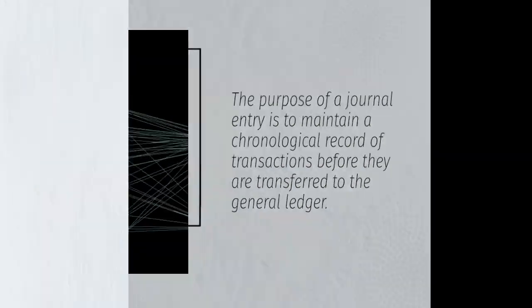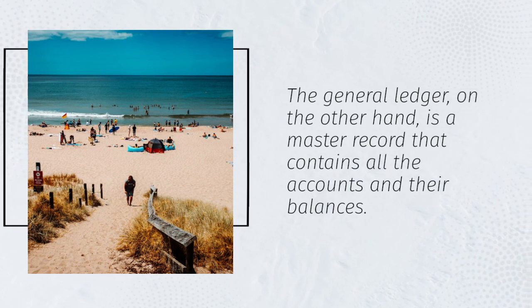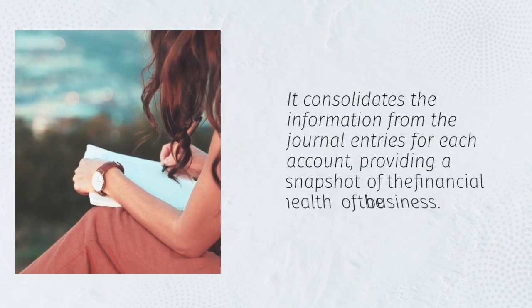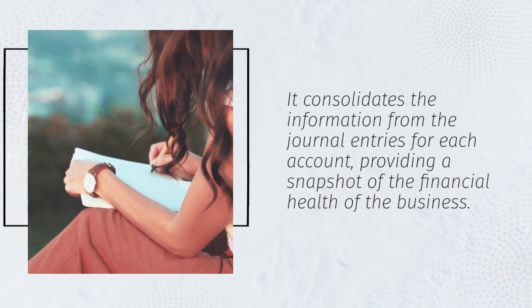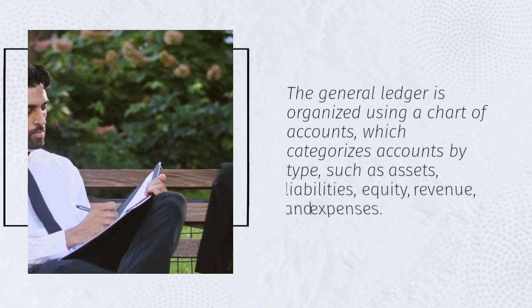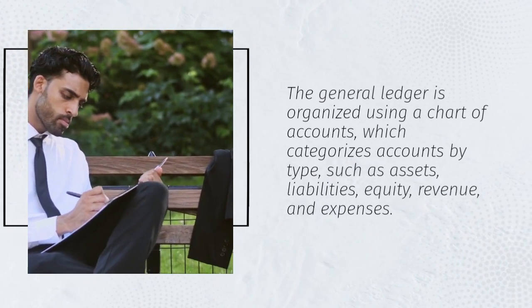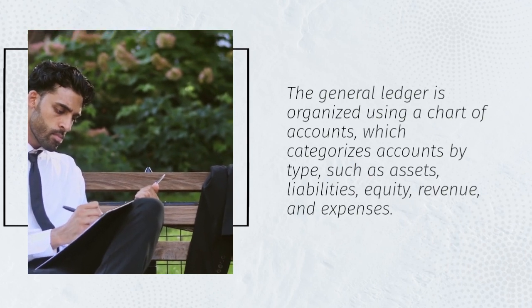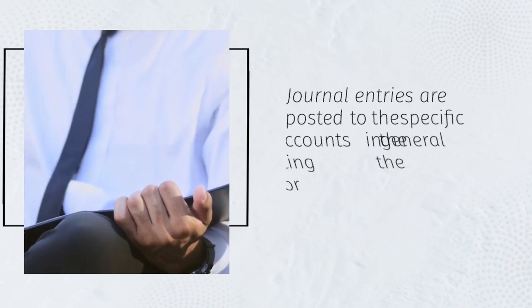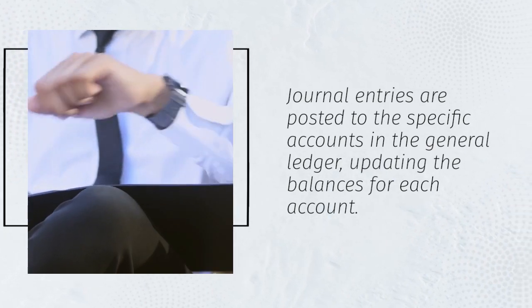general ledger. The general ledger, on the other hand, is a master record that contains all the accounts and their balances. It consolidates the information from the journal entries for each account, providing a snapshot of the financial health of the business. The general ledger is organized using a chart of accounts, which categorizes accounts by type, such as assets, liabilities, equity, revenue, and expenses. Journal entries are posted to the specific accounts in the general ledger, updating the balances for each account.